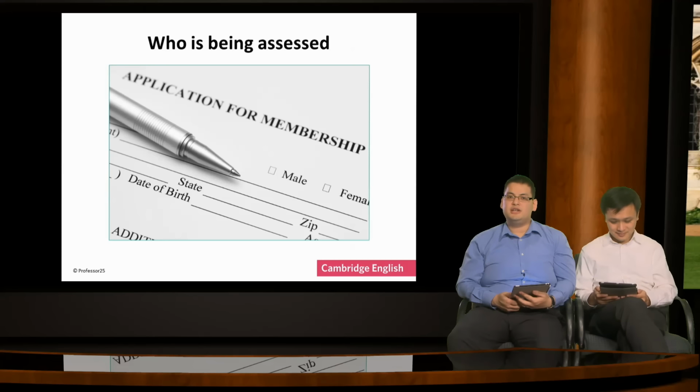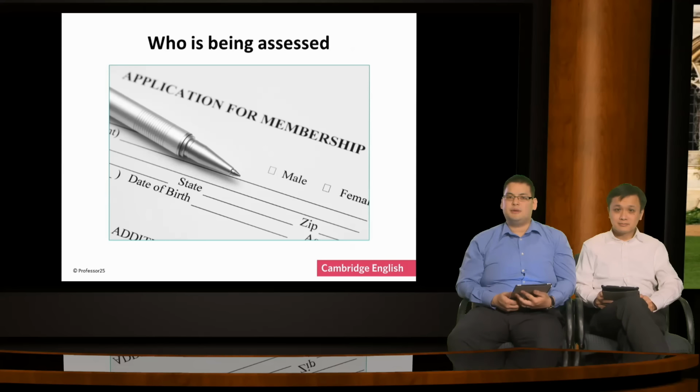In addition to age, we can also think about other characteristics of the person being assessed. Earlier we mentioned application forms as an example. If the person is an adult, then perhaps making them fill in a job application form is more appropriate. On the other hand, if they are students, then an application to join the school English club is probably more appropriate. You can also adjust the task according to their level.